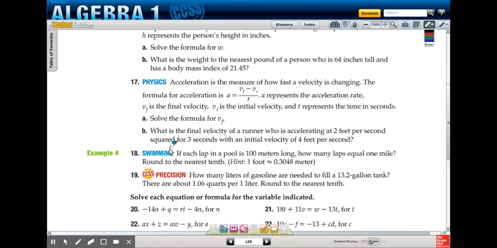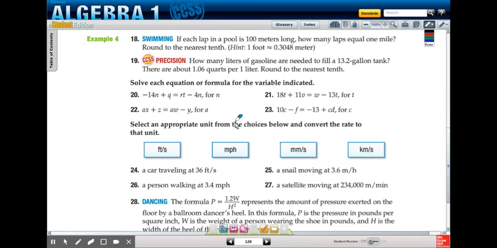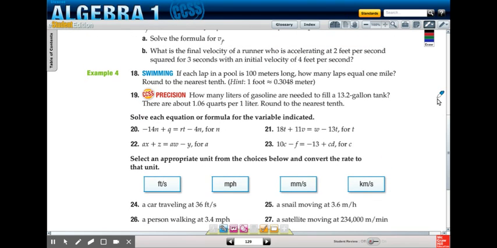Let's see, 18. So here are some of the dimensional ones that, they have more here where you're, a couple here where you're solving for a certain variable. Some of these are going to be tricky, so do the best you can on those. 18 has the dimensional analysis thing too. If each lap is 100 meters long, how many laps equal 1 mile? So we know that, and then they give you a hint. 1 foot equals that many meters.